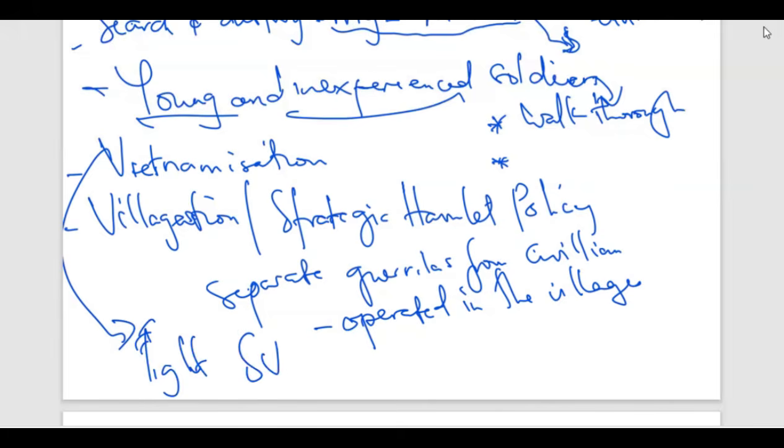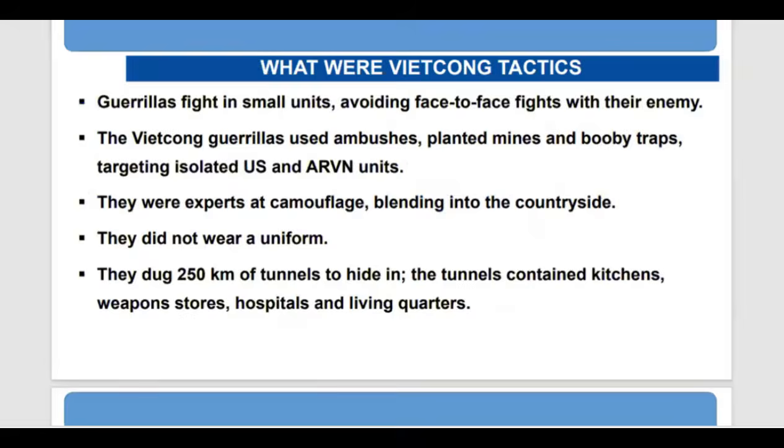South Vietnam was left to fight their own war. The Americans withdrew gradually from the war. That was apparently the Vietnamization. And that led to the complete withdrawal of America from the war. And apparently, South Vietnam was united with North Vietnam under the control of communism.